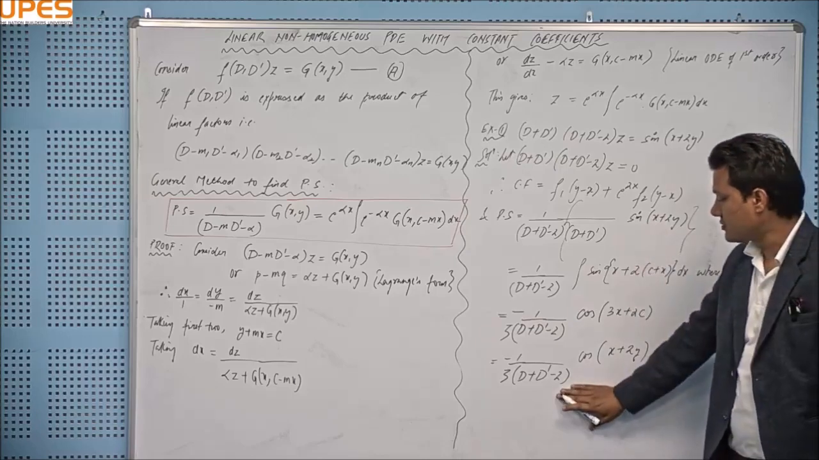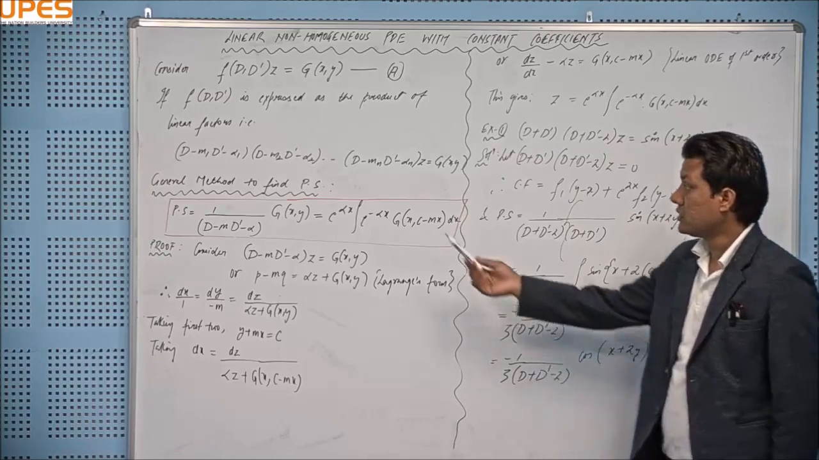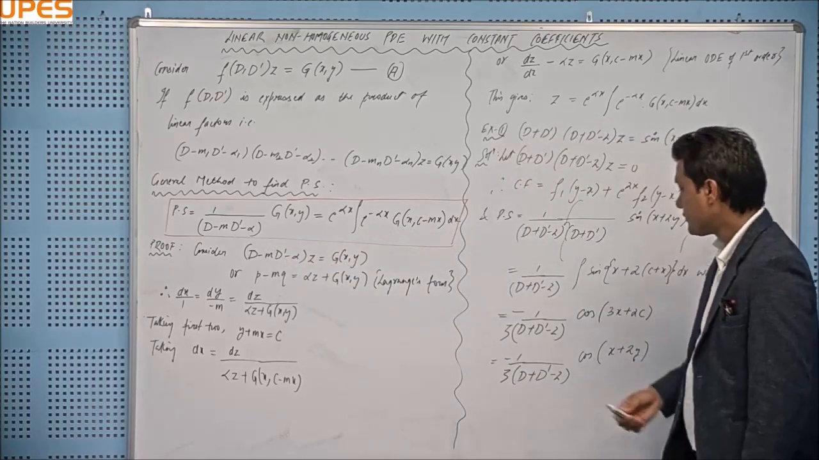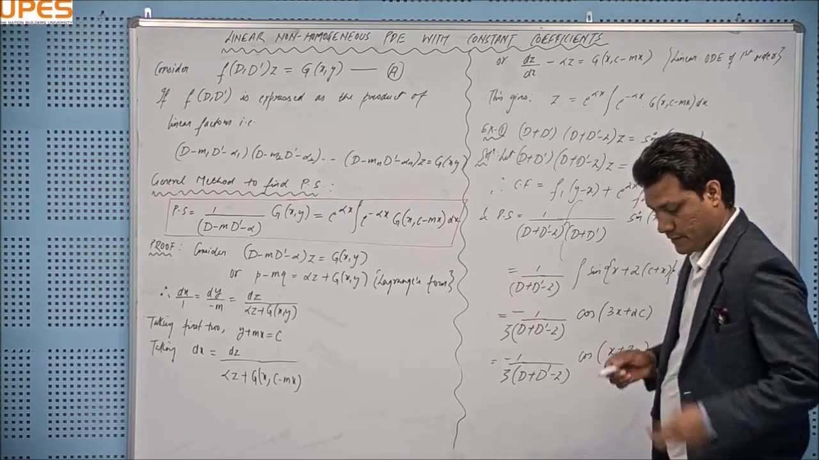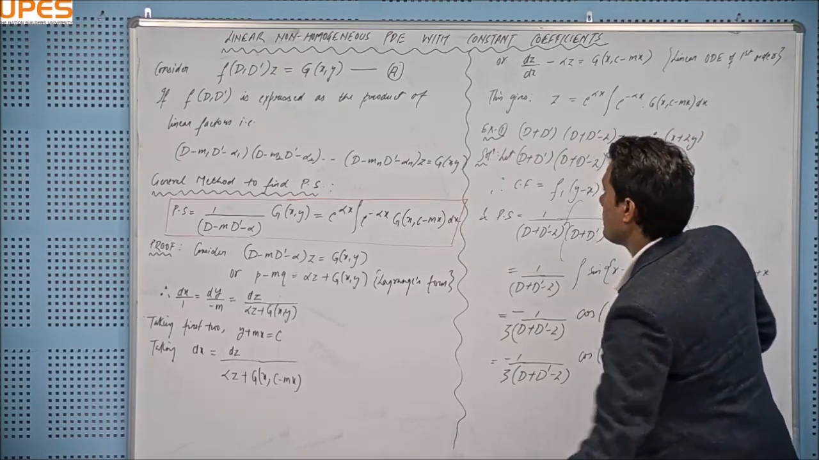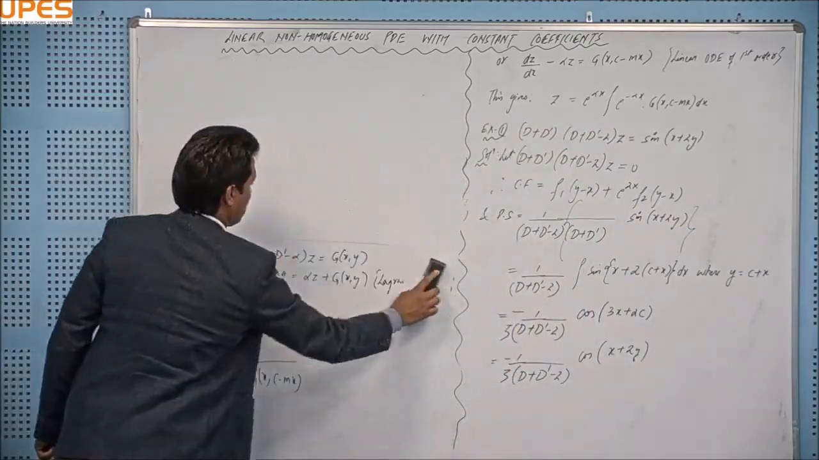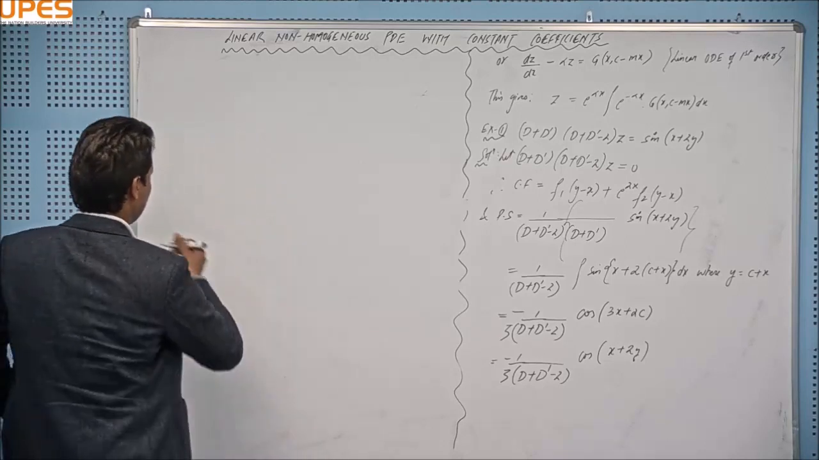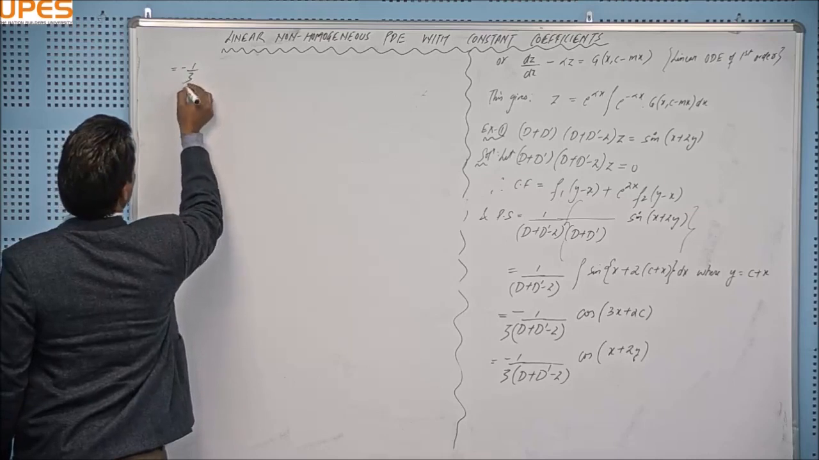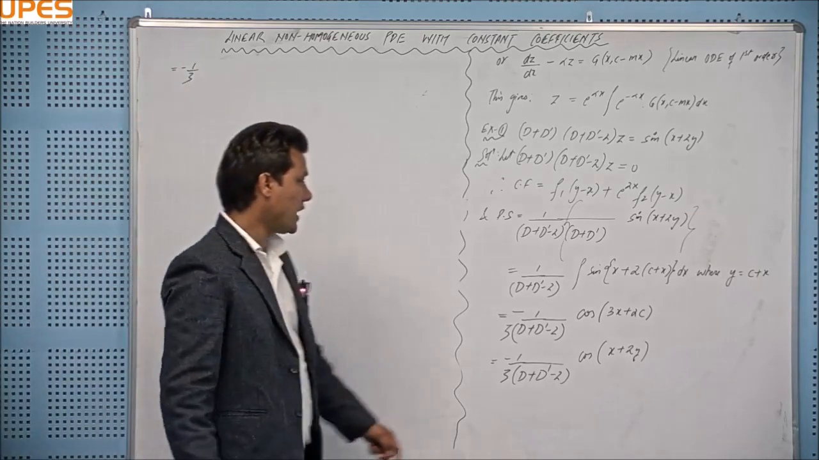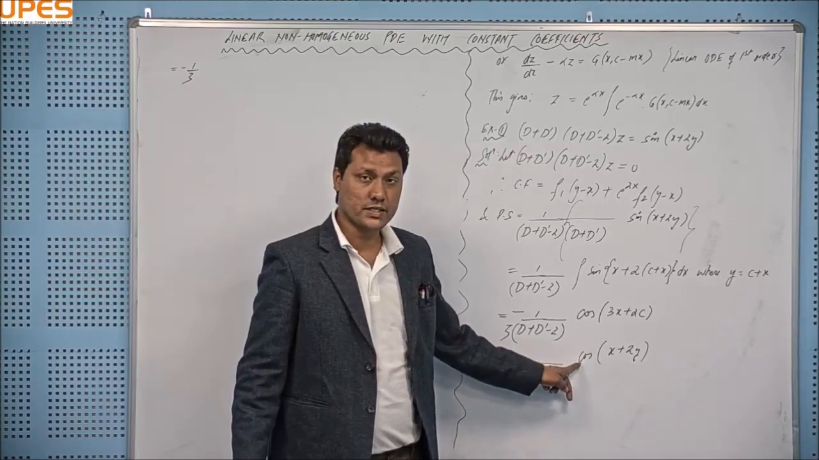Okay, now I have operated this 1 by D plus D dash on this sine function, and now I have this D plus D dash minus 2, which is a non-homogeneous operator, so I have to take alpha as non-zero here, right? So applying again this formula, it is equal to minus 1 by 3, and since I have alpha equal to 2 here, then it will become e to the power 2x, right?